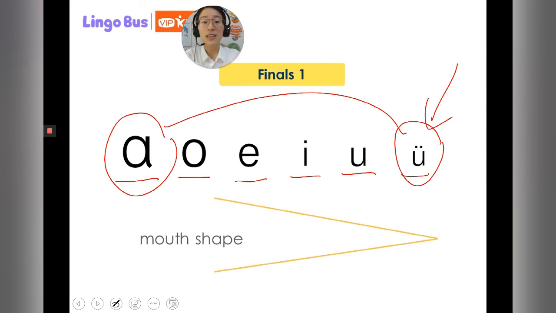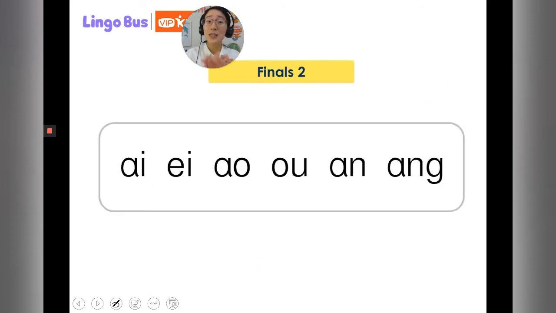So we can start with e with this one. E, it sounds like letter E in English. We can start with E and you hold the position of your tongue. And then you just round up your lips. Then you can correctly pronounce this final u. Okay, have a try. Let's start with E and just round up your lips. U. Got it. Yay.